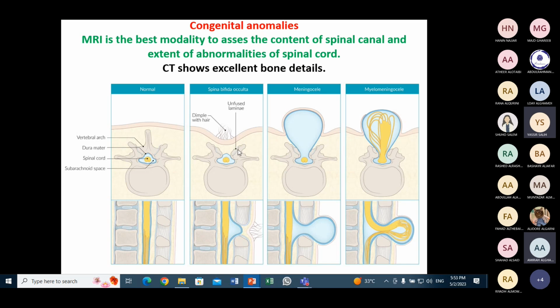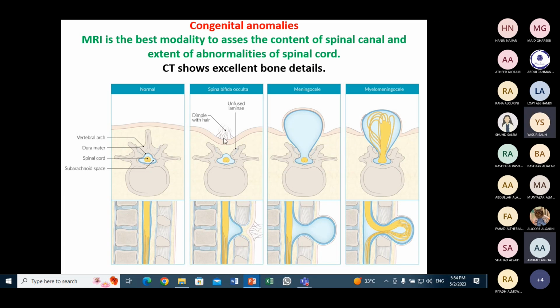But sometimes there will be absence of the spinous process due to failure of joining of the two laminae. The two laminae fail to join each other to form this spinous process. This area is open. There is no spinous process because there is a failure of joining of the two laminae to form it. So this is open. There is a hole here.